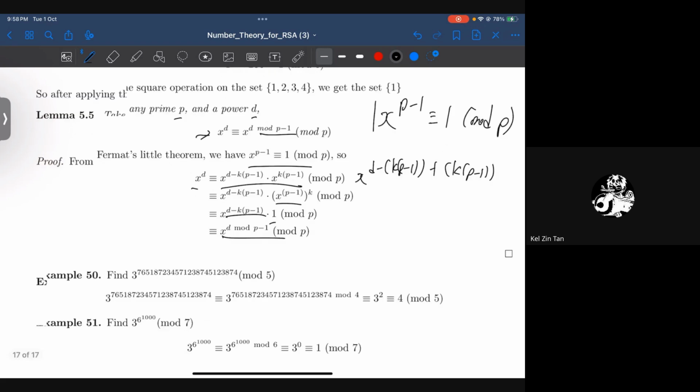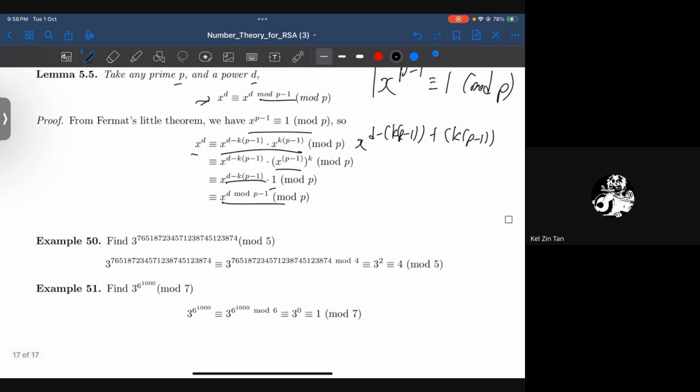Okay, so an example on how this works out: let's look at this huge thing. We have a very huge power, but from this lemma right here, because we are doing modulo 5 and 5 is a prime number, we can just reduce the power modulo p minus 1. And then you can calculate this very easily.